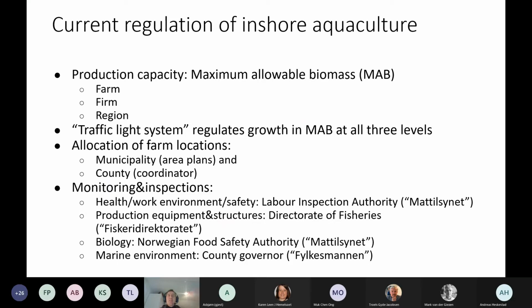The current regulation of inshore aquaculture has several components. It's the components of maximum allowable biomass at the farm, firm, and region level. We got the traffic light system back in 2017, which regulates growth at all these three levels. And then you have allocation of farm locations by municipalities and so on. And then you have monitoring and inspections to ensure that farms comply with different regulations.